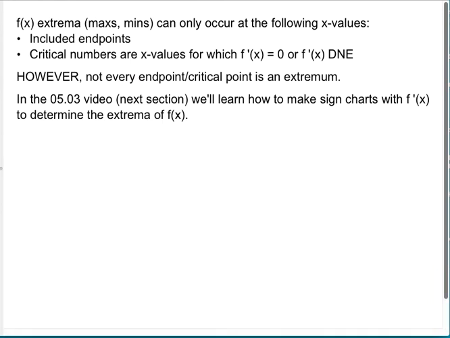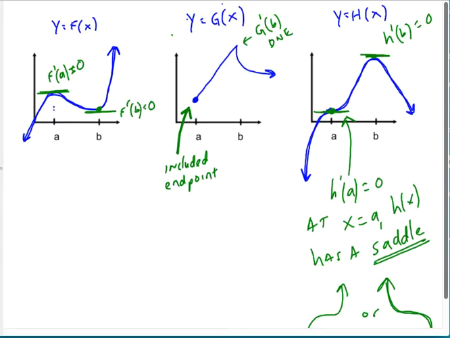So, included endpoints or critical numbers, which are x values for which the derivative of the function, f prime of x, is either 0 or does not exist. However, not every endpoint or critical point is an extremum, and we're going to talk about that in 5.3. We're just not there yet. So, just to show you some examples of what I mean by that, right?